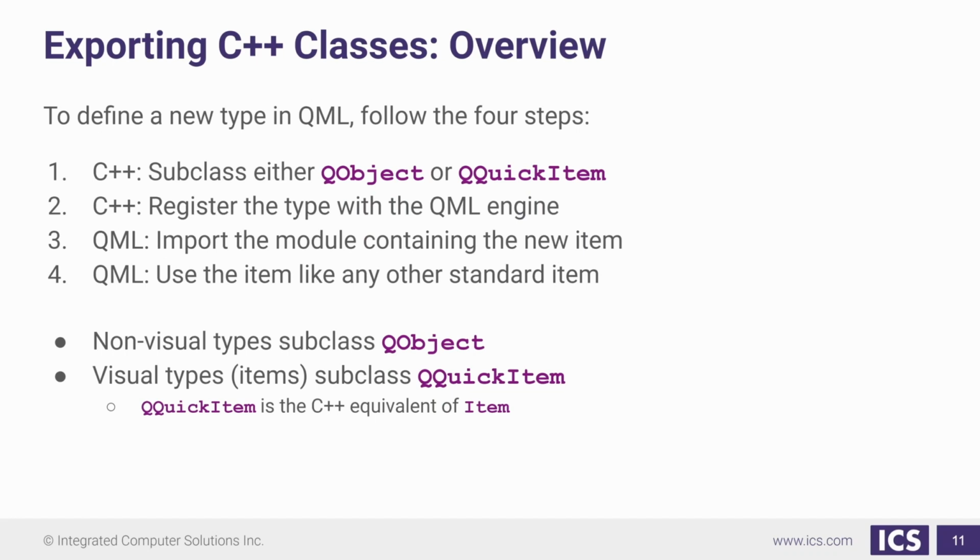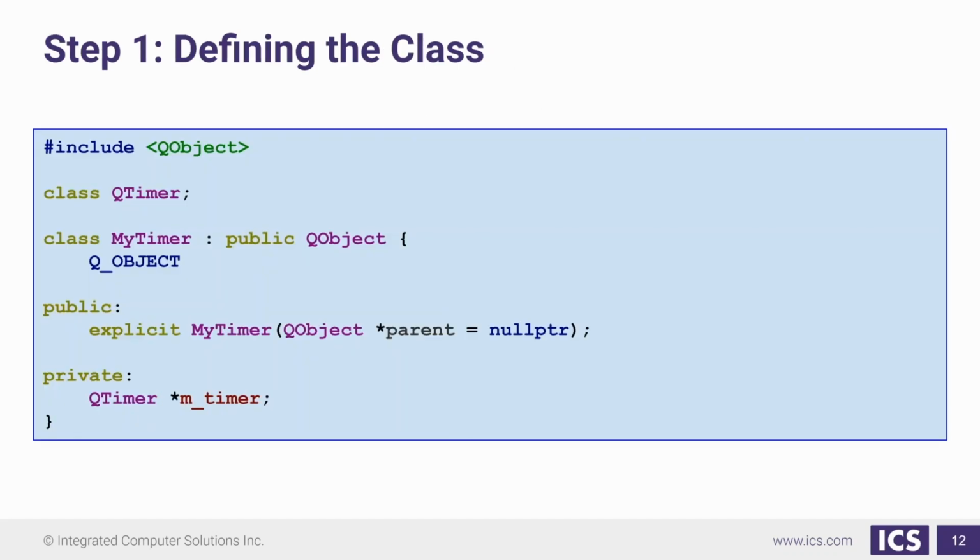Now, our general rule to determine what our item will be subclassed from is if it is a non-visual item, we will generally subclass it from QObject, and any visual ones, we will subclass from QQuickItem. So here, we're going to make a timer. We have my timer class. It directly inherits the QObject.